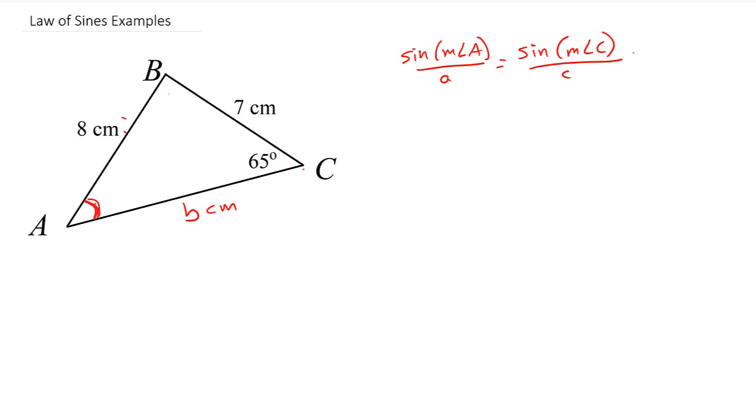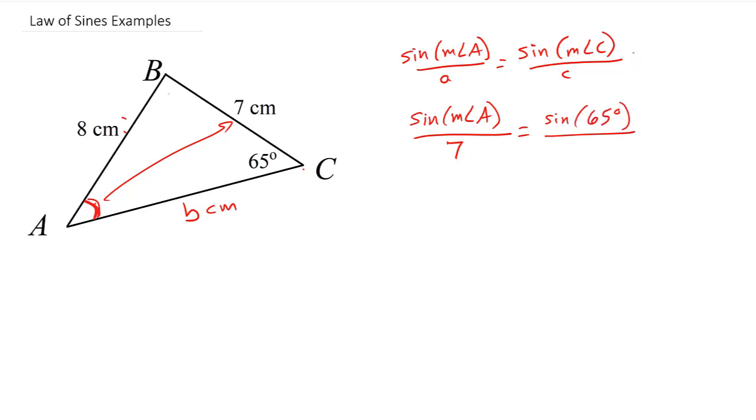So let's put in some information. We don't know the sine of the measure of angle A. We do know its opposite side length, so 7 centimeters. Sine of 65 degrees, because the measure of angle C is 65 degrees, and its opposite side length is 8 centimeters. And now we solve for the sine of the measure of angle A. So we'll begin by just multiplying by 7. So we get the sine of the measure of angle A will be 7 times the value of the ratio.